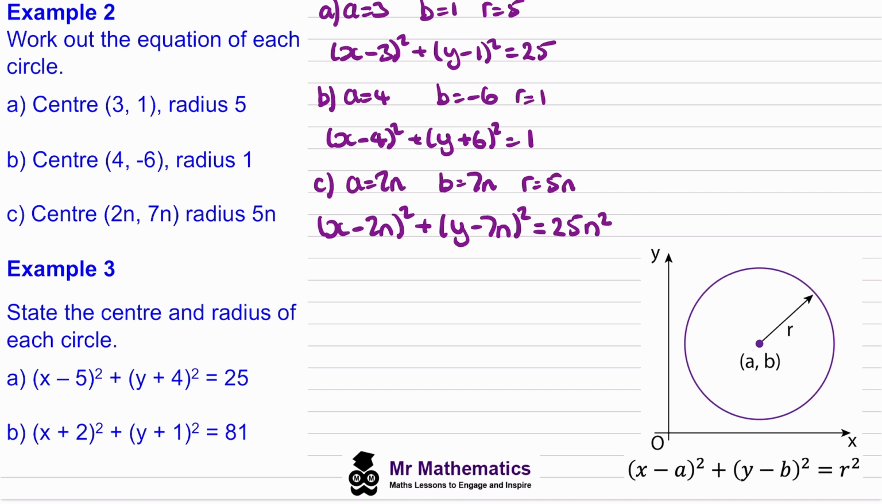Okay, so for example 3, we've been asked to state the centre and the radius of each circle. So now it's about working the problem the other way around. We can see that a is given as 5. So the centre, a is equal to 5, and this b value must be negative 4, because when you have y minus negative 4, it needs to become a positive. So y will equal negative 4. And the radius squared is 25. So the centre will be at (5, negative 4), and the radius will be 5.